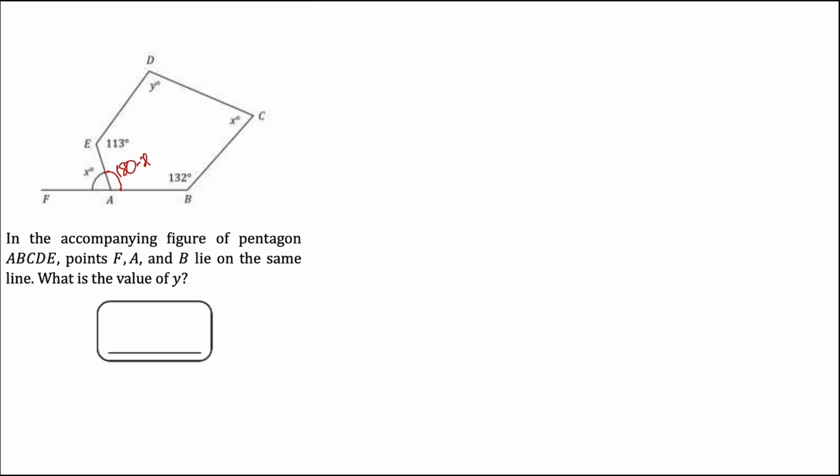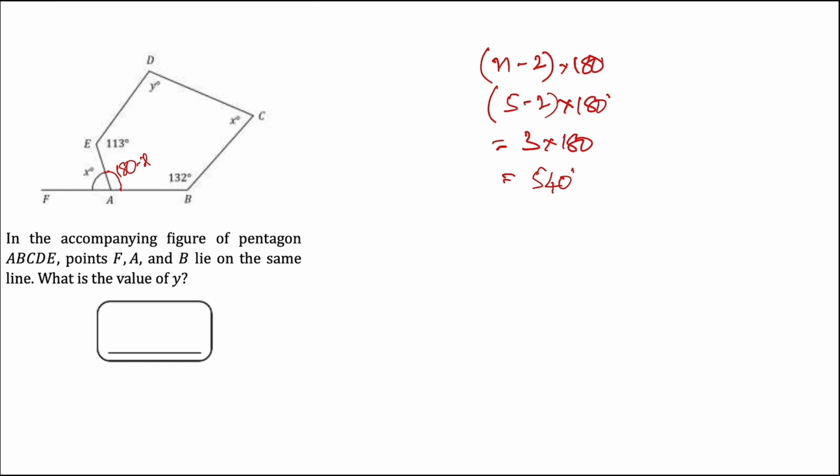And the sum of the 5 angles in a pentagon, ABCDE is a pentagon. Sum of the angles in a pentagon. So the sum of the angles formula is n minus 2 into 180, which is 5 minus 2 into 180. This is 3 into 180, which is equal to 540 degrees. The sum of the angles in a pentagon is 540 degrees.